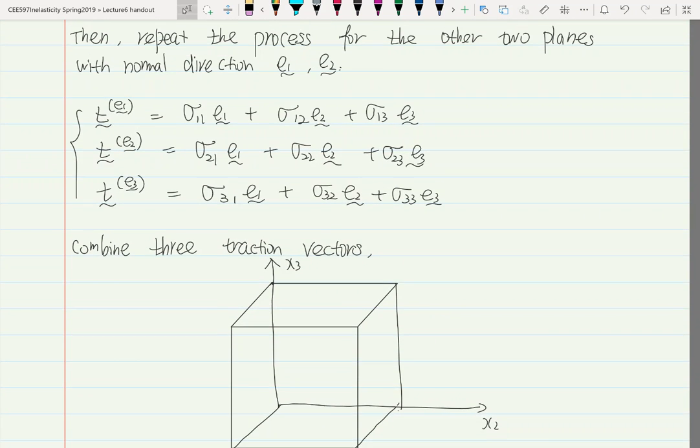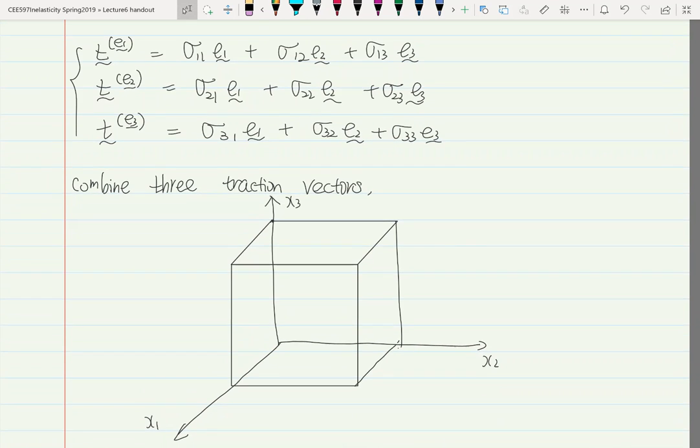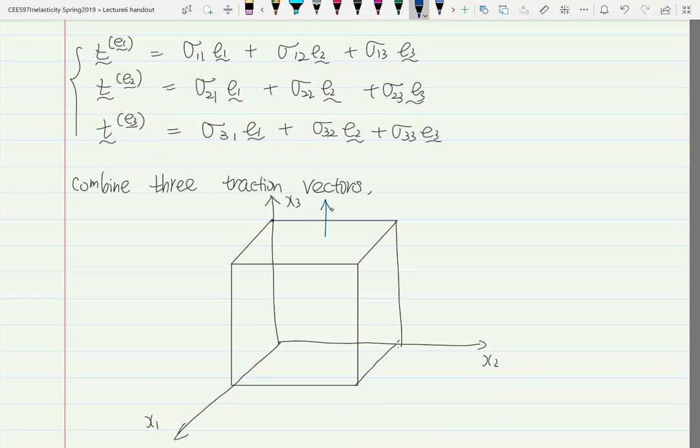Then if we further combine all three traction vectors into one small cube, as I just plotted here, we could start from the one with E3 as the normal vector. That would be either the top or the bottom surface, so let's consider the top surface. On this surface we have this traction vector where the three components are sigma 3 3 for the normal direction of this surface, sigma 3 2 for E2, and sigma 3 1 for E1. Similarly, you could write it for all the surfaces here.